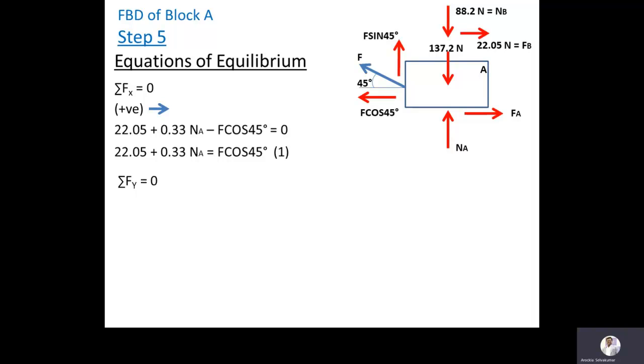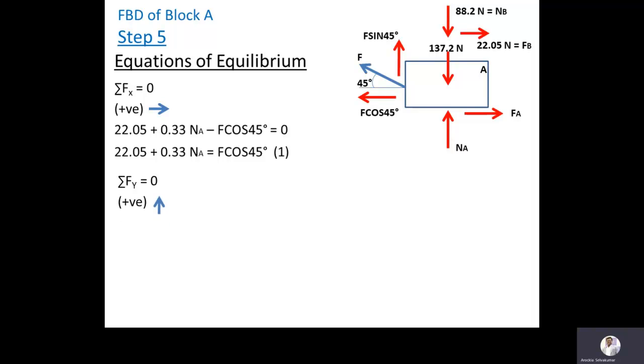The next one is summation of vertical force is equal to 0. Here we have normal reaction acting towards up, and the self weight of block A acting towards down, and the normal reaction of block B also acting towards down, and F sin 45, that is the vertical component of the unknown force, acting towards up. So normal reaction at A and F sin 45 act towards up, and 137.2 and 88.2, the weight of the block and the normal reaction of block B, act towards down.